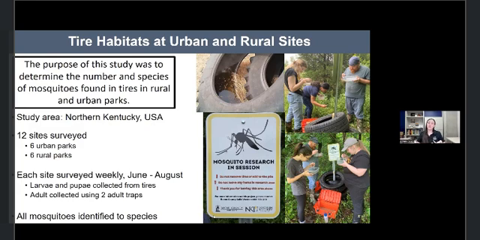So you might want to go once a week. In the last project, we went every day. And then we also added adult collecting using 2 adult traps, which you won't be able to do at home, but we were just making sure we knew what was going on with the adults as well. And then we identified all of our mosquitoes.